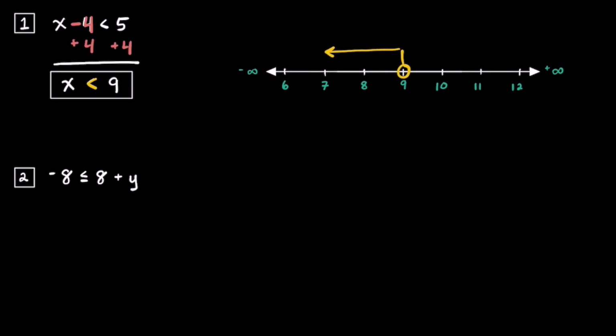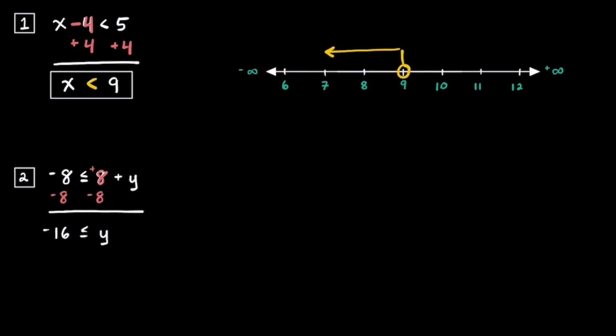For example 2, we have negative 8 is less than or equal to 8 plus y. To isolate the y on the right side, take a look at this positive 8 that's on the same side of it, and we're going to use the subtraction property of inequality and subtract 8 from both sides. On the left side, we have negative 8 minus 8, which is really negative 8 plus negative 8, and that's going to equal negative 16. And that's going to be less than or equal to, that 8 and negative 8 will cancel out on the right side to make 0, and we're just left with a positive 1y.